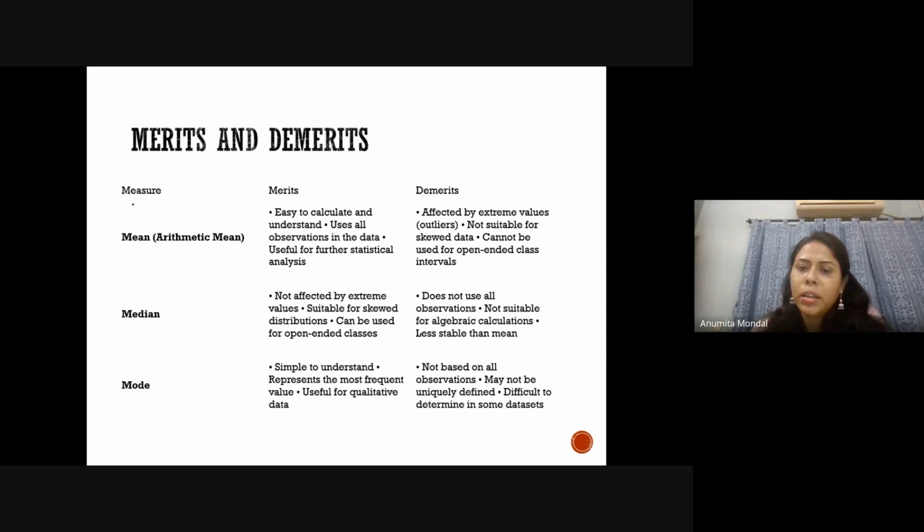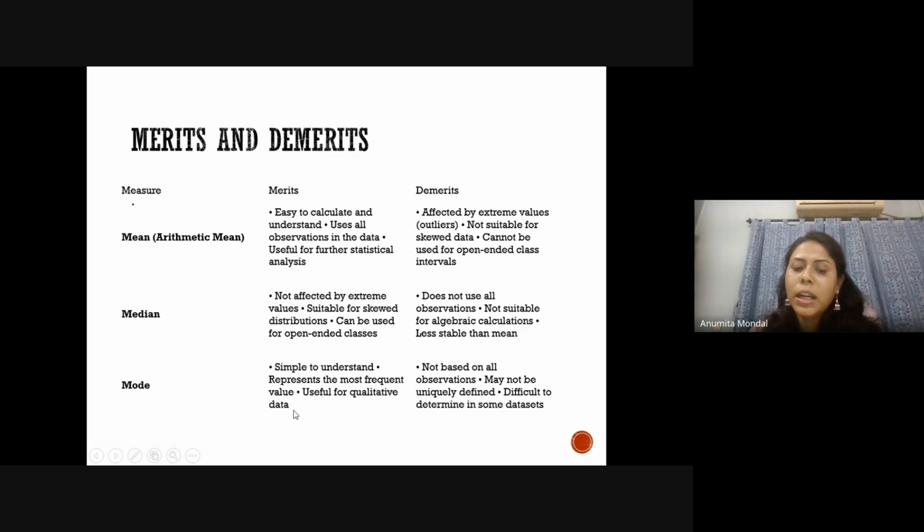Merits and demerits of the three measures of central tendency: mean, median, and mode. Mean is easily calculated, and the demerit is that it is affected by extreme values. It is not suitable for skewed data and cannot be used for open-end class intervals. Median is not affected by extreme values, so it is suitable for skewed distributions and can be used for open-end classes. It does not use all the observations, so we cannot say it is a good measure. It is not suitable for algebraic calculation, though it is more stable than the mean.